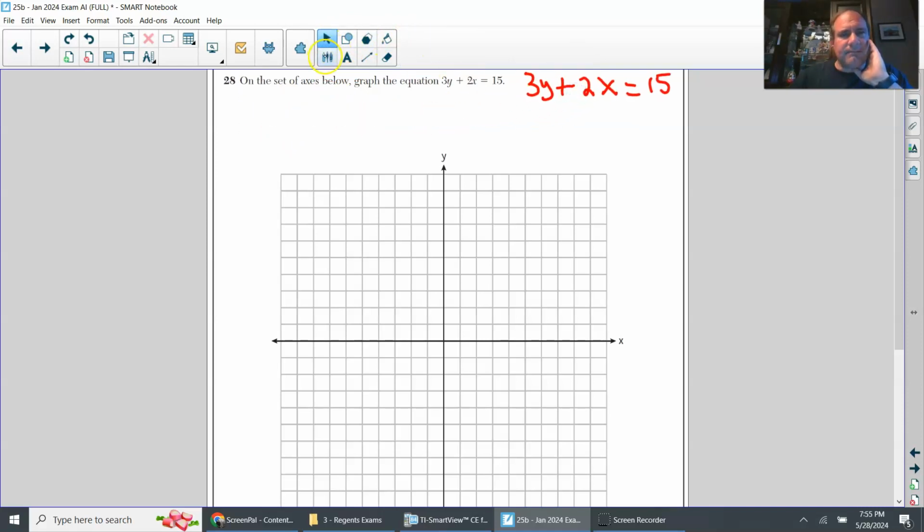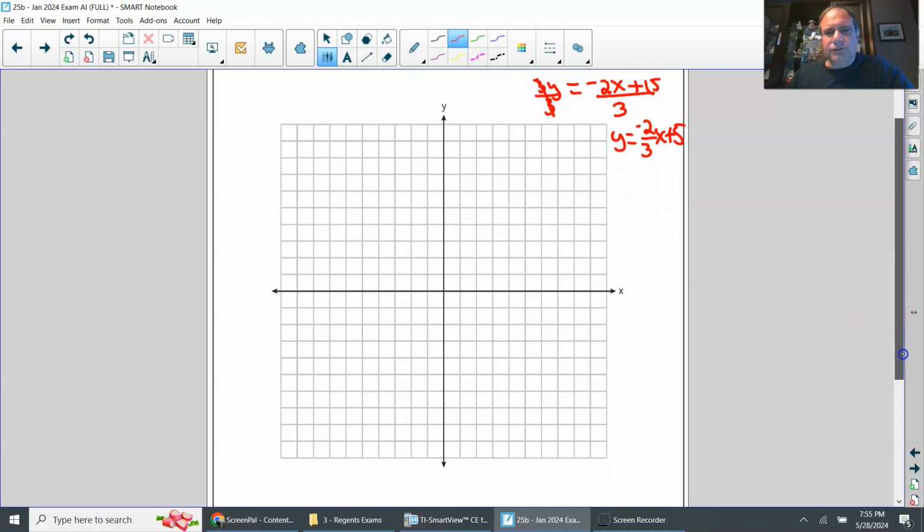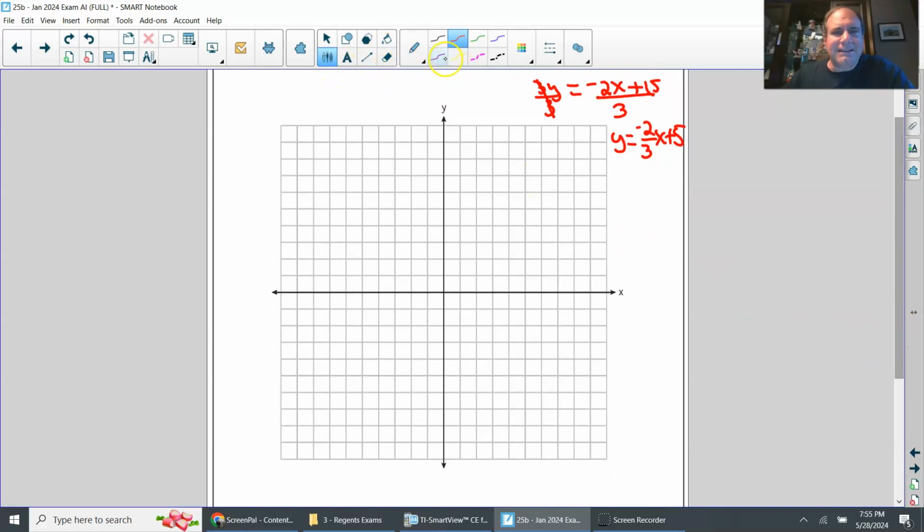So I rewrote it, and you're going to solve for y. Subtract 2x on both sides. This is 3y. And this cancels, equals negative 2x. I always put the x first. Doesn't matter. Divide by 3, divide by 3. And then you have y, this cancels, equals negative 2 over 3 x plus 5. So you could grab your calculator, or you could do this by hand. The y-intercept is 5, 1, 2, 3, 4, 5. You could put it in your calculator. It's a negative slope.